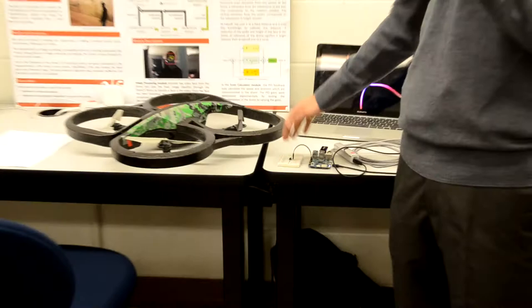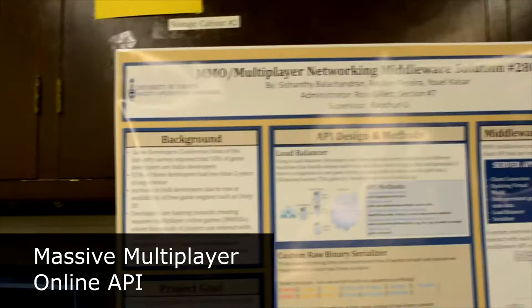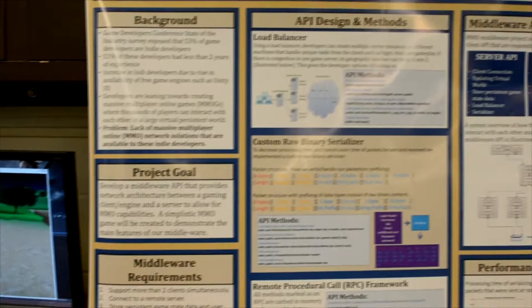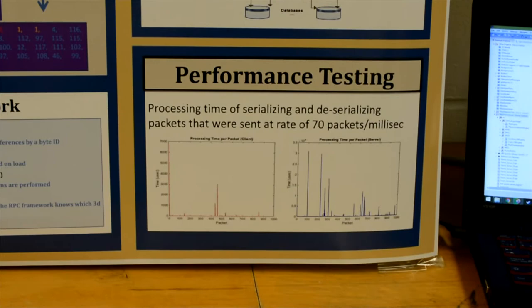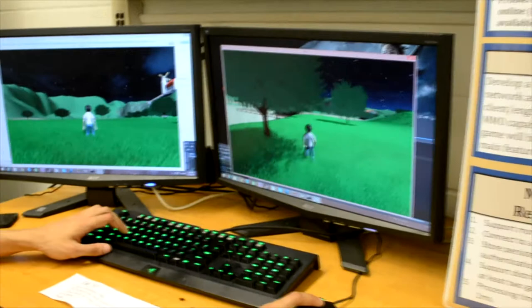Our project is a massively multiplayer online API. In this project, we have split it up into three parts. One being the client API, one being the server API, and one is integration into Unity. The server also provides more abstraction to the networking layer, thus allowing a developer without much experience in networking and servers to be able to create an MMO game.